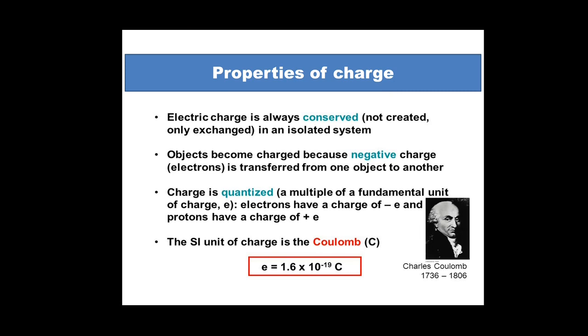It means electrons have negative charge and protons have positive charge. The SI unit of charge is the coulomb. The charge of 1 electron is equal to 1.6 × 10^-19 coulomb. It's a magnitude.